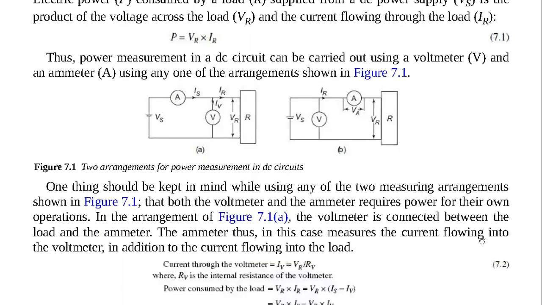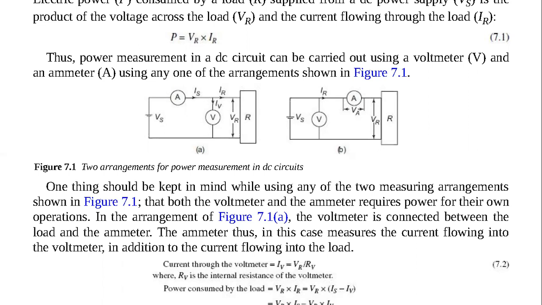One thing that should be kept in mind while using any of these two measuring arrangements, as shown in the figures here, is that both the voltmeter and the ammeter will require their own power, their own source of power. So you will need to power the voltmeter and the ammeter separately.